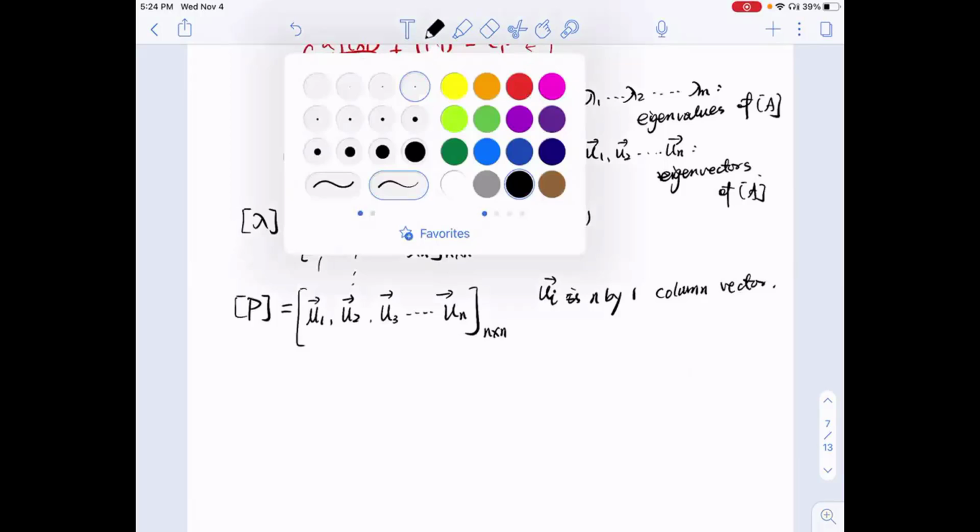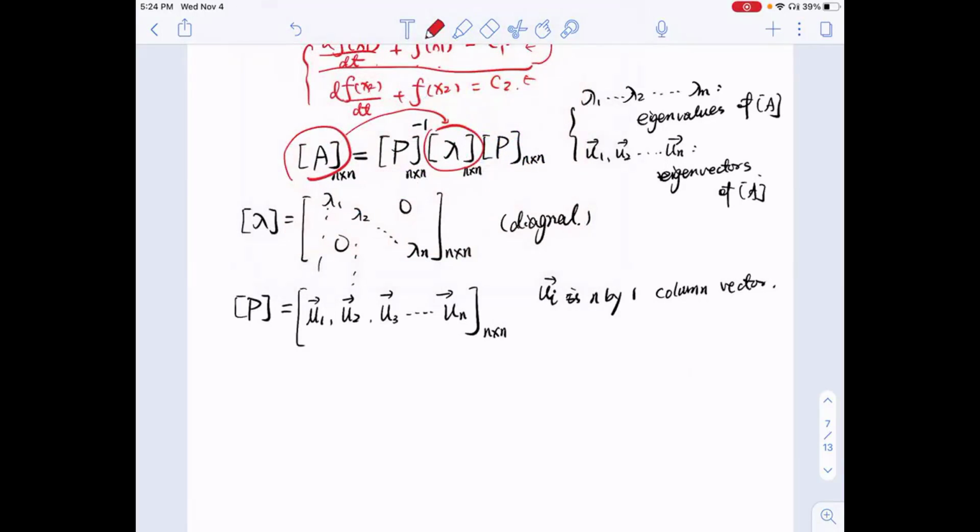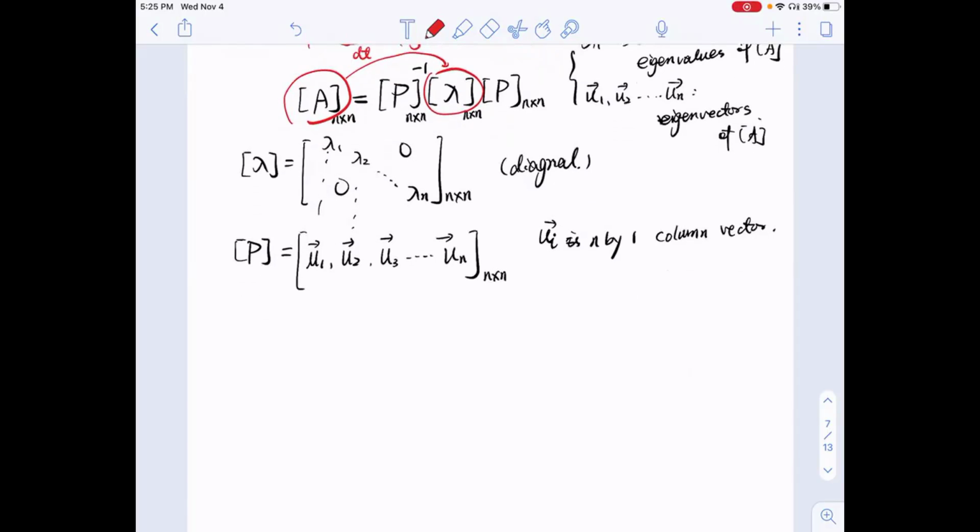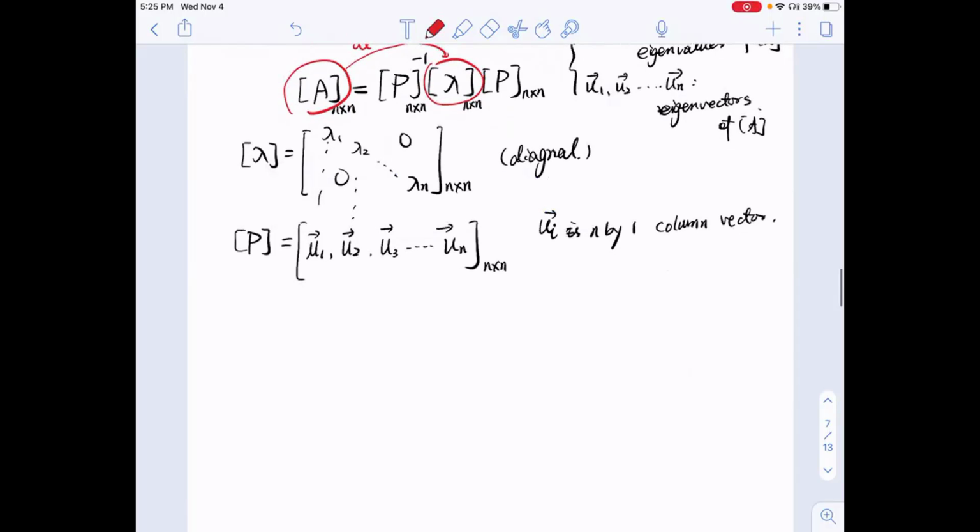Later you're going to see that we also call this P matrix a coordinate transformation. Basically, we're transforming from one coordinate system to another. We're going to talk about this later. The idea here is that by using these, we can easily decouple our system. Let's look at what we have.